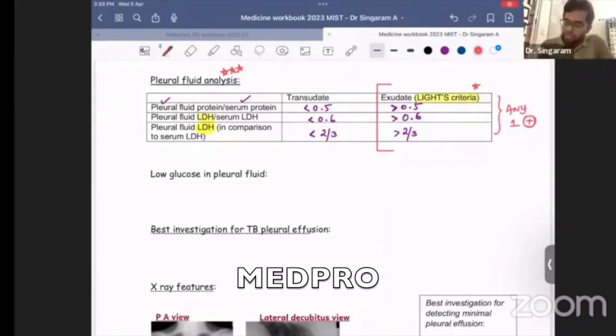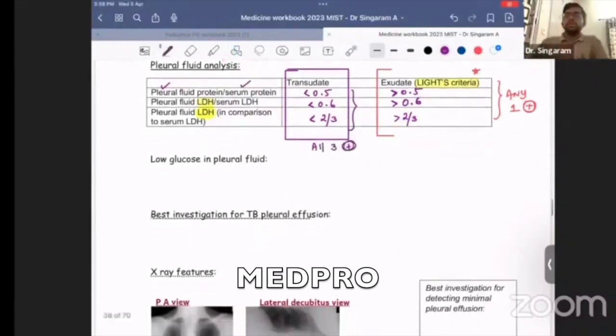And what about transudate? If you want to call a condition transudate, all three of them should be present. Okay, that is what you need to remember. For diagnosing an exudative pleural effusion, it is easy, because if any one criterion is satisfied, you will call it exudative. But for transudate, all three should be in the normal range. Then only you will call it a transudative pleural effusion.